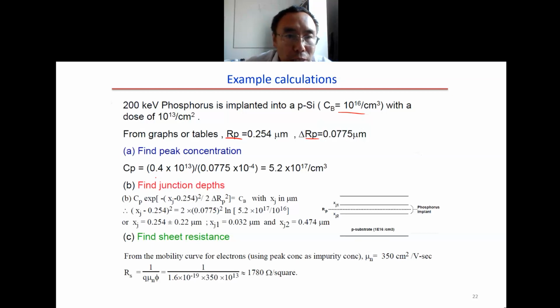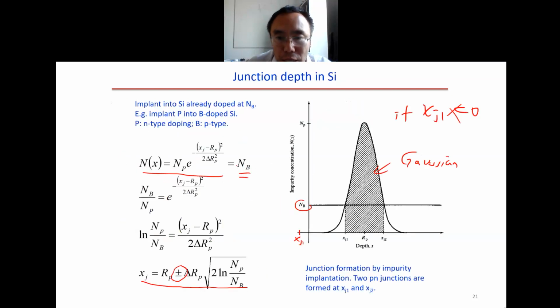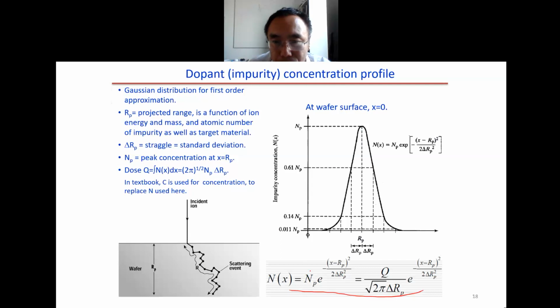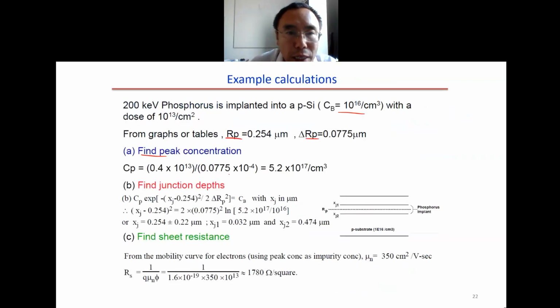So first, find the peak concentration. The peak concentration Np is given by this formula here, which comes from this formula. So we know the peak concentration is given by this number. For the junction depth, if we know Rp and delta Rp, then we know the expression of this dopant profile. So we just set this expression of the dopant profile equal to the background doping CB value here. Then we find the junction depth. So we have two numbers, one near the surface, one well below the surface.